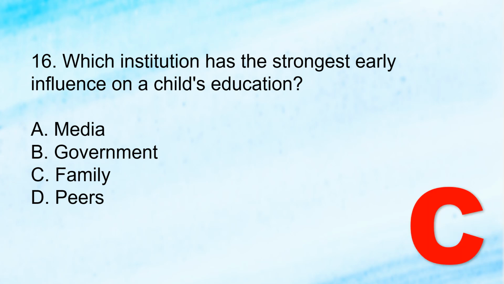All right, of course, the best answer is letter C. We are talking about the early influence, and the family is the first and primary source of education for children. So let's discuss why letters A, B, and D are incorrect. Media influences learning but comes later. Government sets education policies but does not directly educate children. And peers influence social learning but not basic education. So family is the best answer.